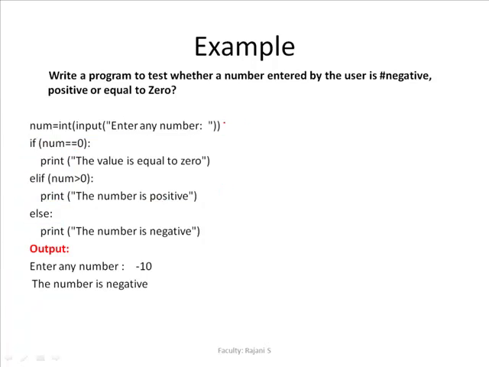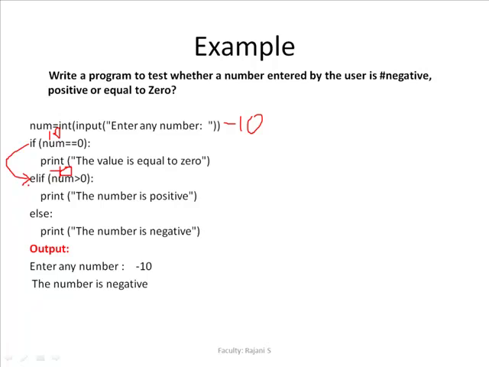For example, if the given value is minus 10, then it will check the first condition. So the number value is minus 10. So minus 10 equal to 0, this condition is false. So it will not enter into the if block. So it will go to the statement after the if block, that is the else if condition. The else if condition will be checked when the if condition is false. So here the if condition is false, so it will go to the else if condition. So this condition is also false because minus 10 is not greater than 0.